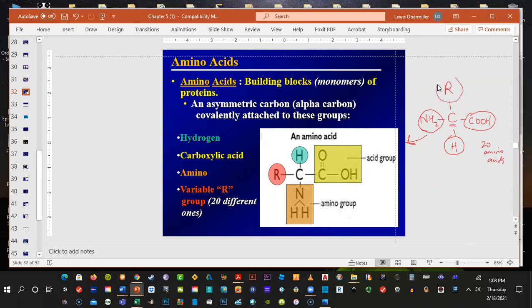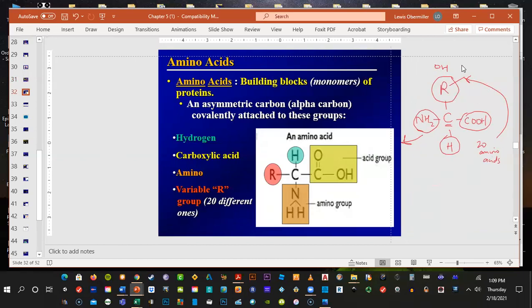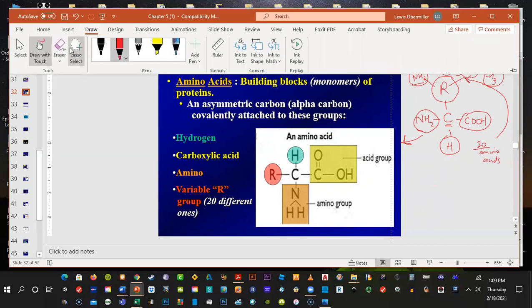This group here is the variable group. So there's 20 different R groups, and it could be hydroxyl, it could be sulfhydryl, it could be a hydrocarbon like methane. This could be negative. It could have another amine group on it, so it could be positively charged. So there's all kinds of different R groups, 20 different ones. You don't need to know this. If you took biochemistry, you'd have to memorize these. But for this class, you don't need to know that. What I want you to know is the basic structure of this. And so I'm just going to erase this real quick.